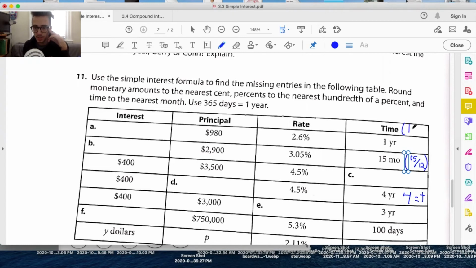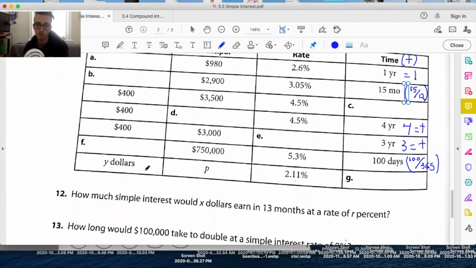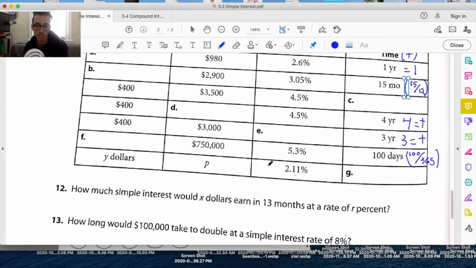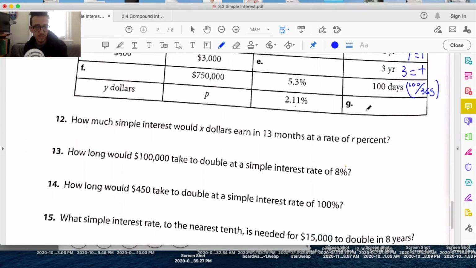I should note here that this is talking about T. So this would be 1 month, you're dividing by 12. This would be when T is 3. This would be 100 out of the 365 days. So that should be your fraction. Then you get a little bit of a variable setup here, which is okay. So you might just need to get one of them algebraically. That's totally okay.